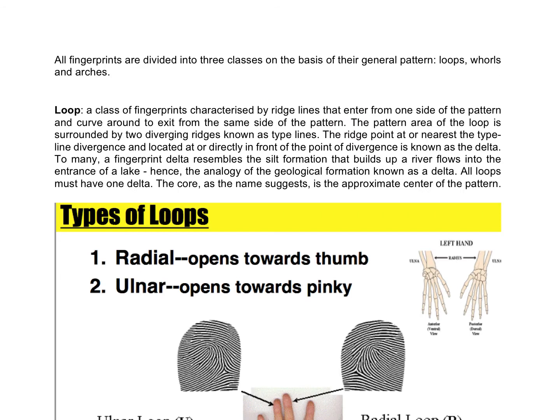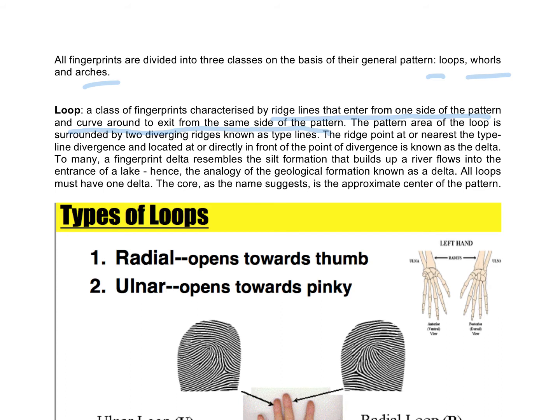Now after you have learned about the basic ridge characteristics, I'm going to introduce to you the basic pattern, the general pattern of the fingerprints. There are 3 types. One is a loop, whorl, and arch. Now for loops, a loop is where the ridge lines enter from one side of the pattern, curve around and exit from the same side of the pattern.